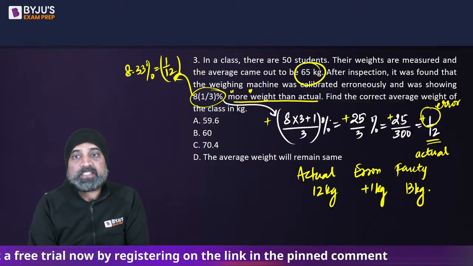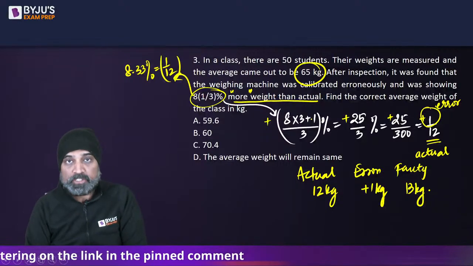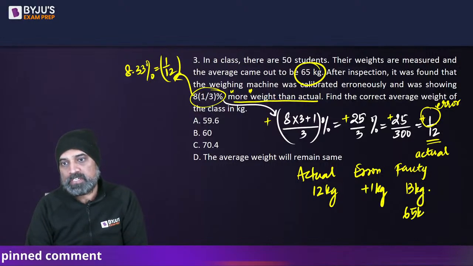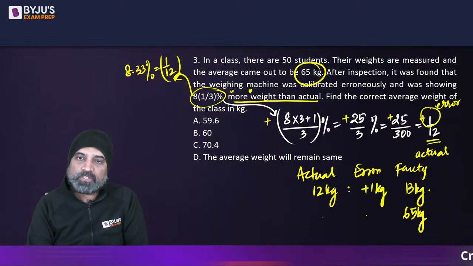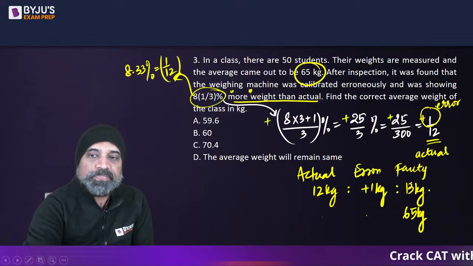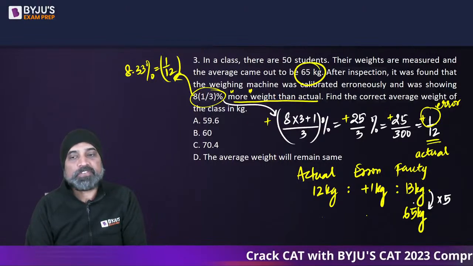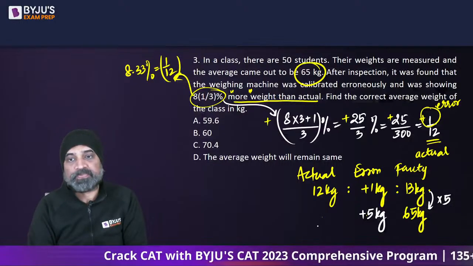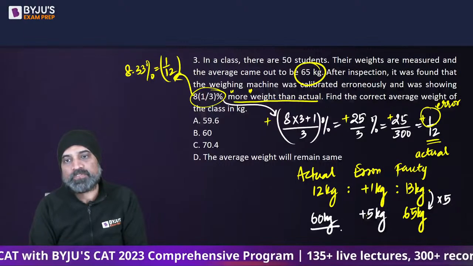Now this 65 kg is the weight that is measured using this particular weighing machine, which is faulty. So if this becomes 65 kg, how much will be the error and how much will be the actual? So it's all about ratios now, right? So can we say we are multiplying this by 5? 13 into 5 is 65. That means there was an error of plus 5 kg. That would mean 12 into 5, 60 kg was the actual weight.